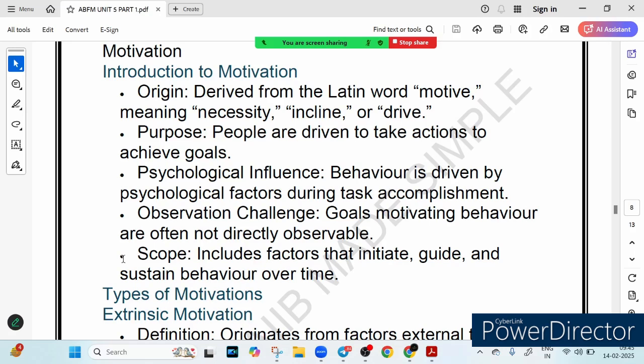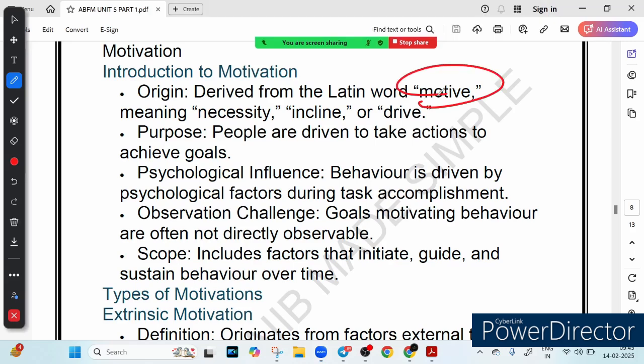The first question is, what is motivation? The driving force behind action. Ever feel that inner push to achieve something? That is motivation. The word itself comes from the Latin word motive. Motive means necessity, a drive or an urge to do something. In simple words, motivation is what makes you take action. It is why you wake up early for work, why you study for CAIIB, and why businesses strive for success. That is called motivation.